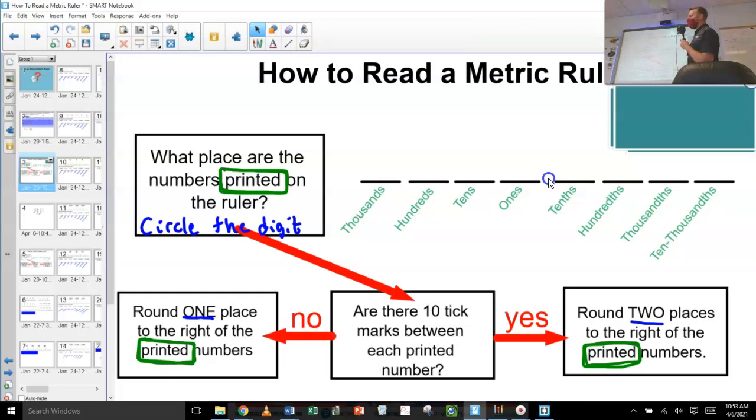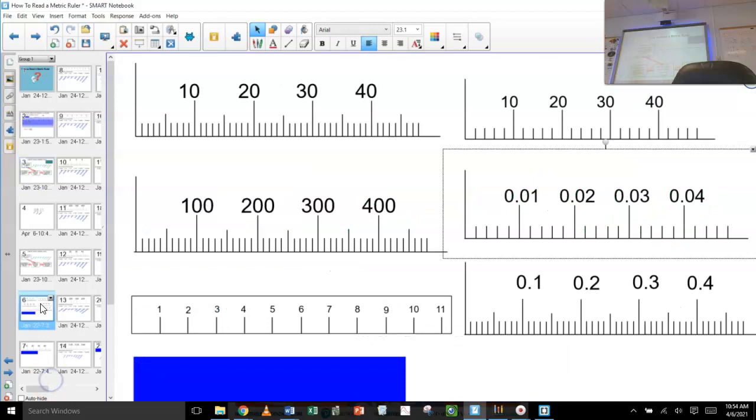Let me show you guys some rulers. And these aren't just rulers. These are scales. It's like a container that has water in it. Everything that we take numbers on has a scale, has something printed on that object. And here's what I mean.